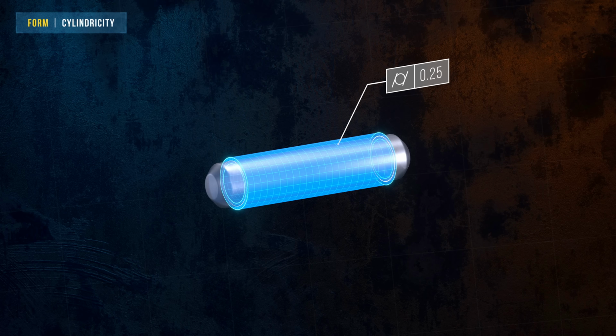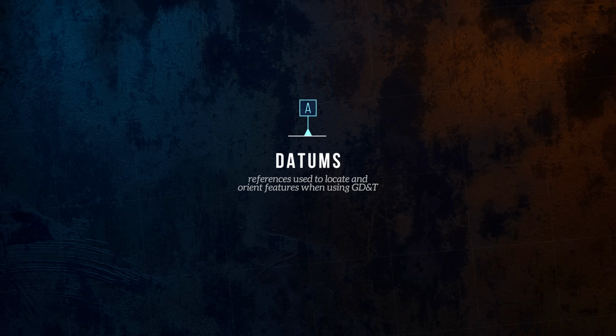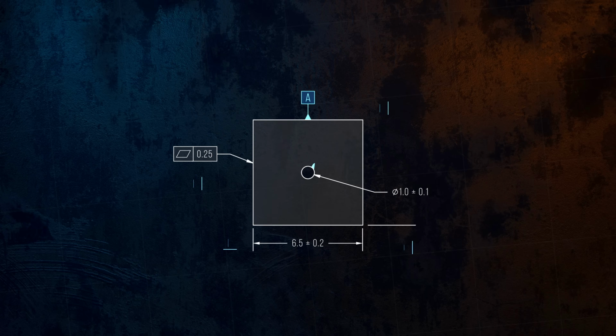Form tolerances control the shape of a single surface, axis, or plane, but most other tolerance types control the geometry of a feature relative to one or more references that are called datums. Datums are identified on drawings using a letter and this triangle symbol, and can be attached to features in a few different ways. Datums are usually defined using surfaces. But if the symbol is attached to a feature of size, the datum is the corresponding centerline or center plane.